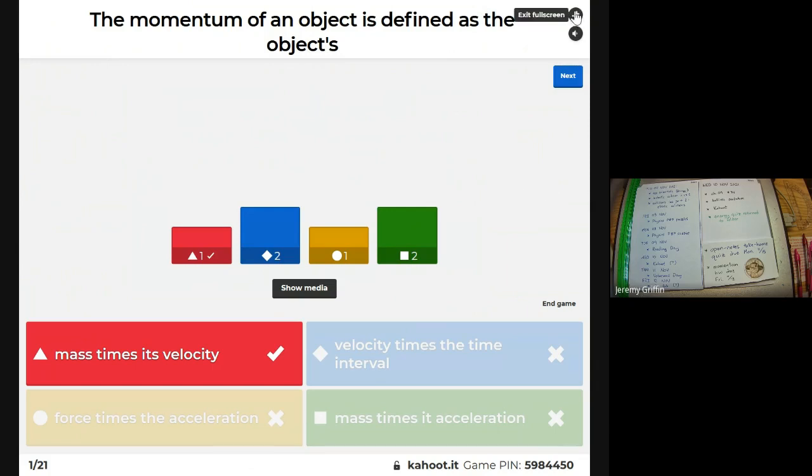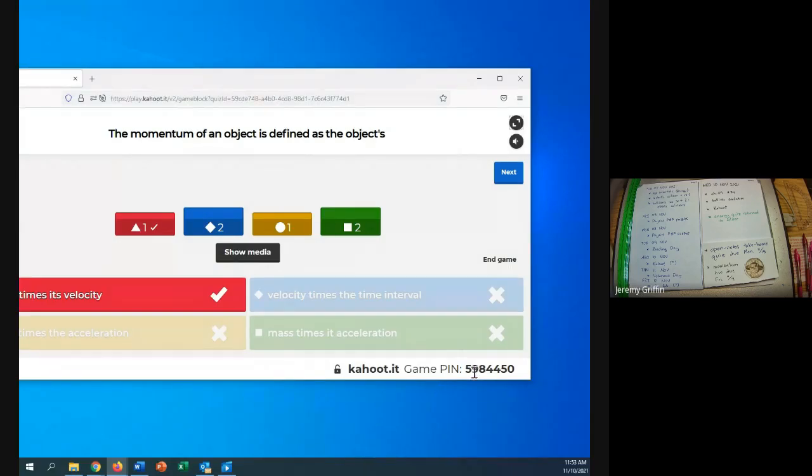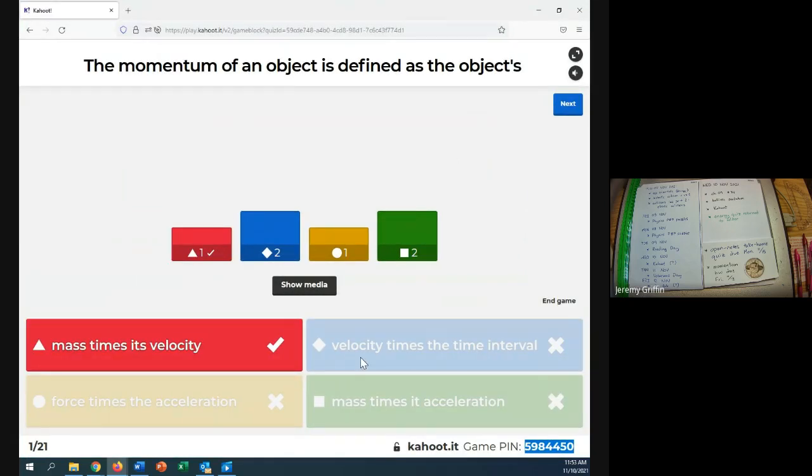Guys, what is the code? Where'd it go? Oh, here it is. 598-4450. Okay. Right, some of you guys pick the blue one.